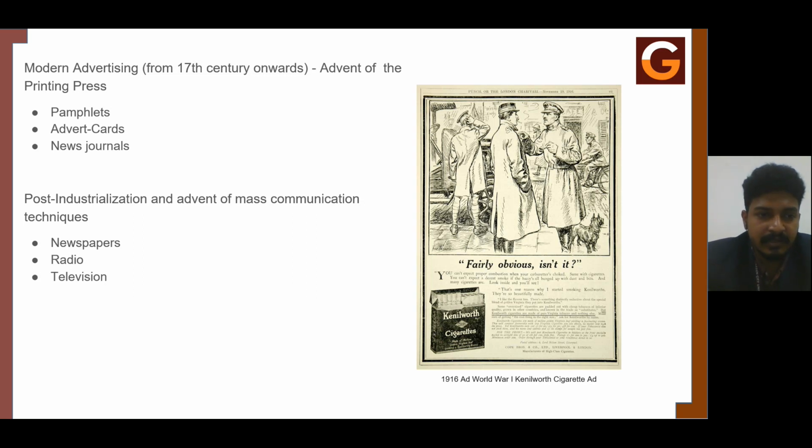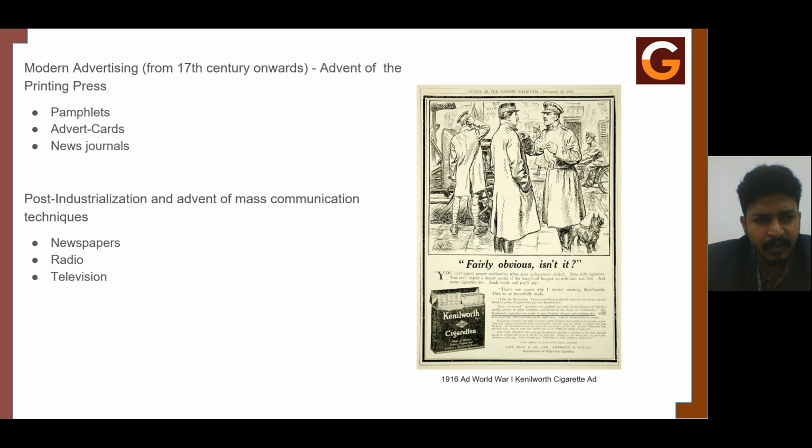And post the industrialization period, the industrial revolution, when we started having different kinds of mass communication techniques, advertising went on to a whole different league. Newspapers, as you can see in the ad on your slides, it's a 1916 advertisement during the First World War, advertising Kenilworth cigarettes, and you can see the imagery, which ties up to the war and the life the people are living there.